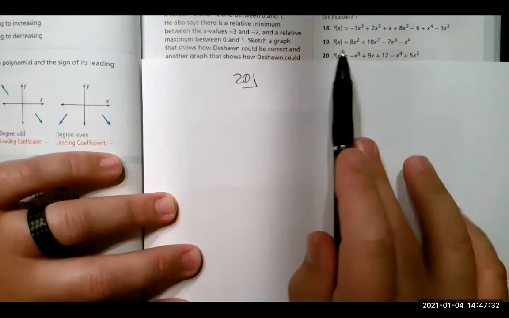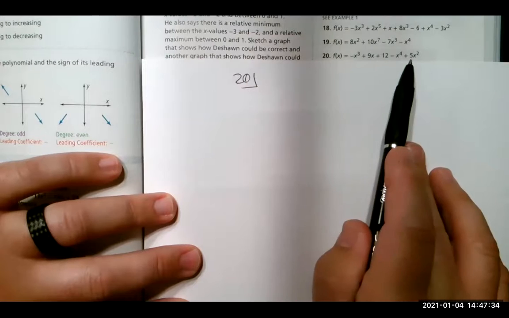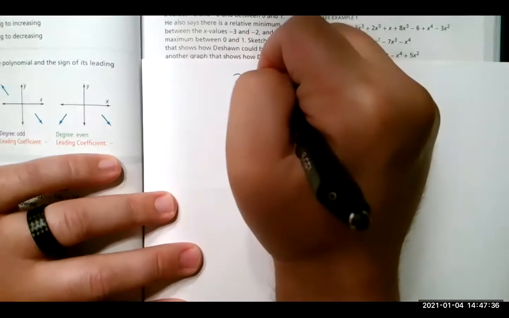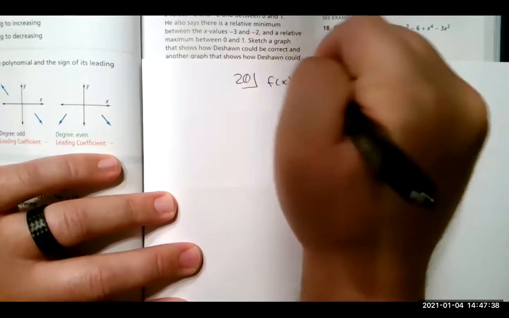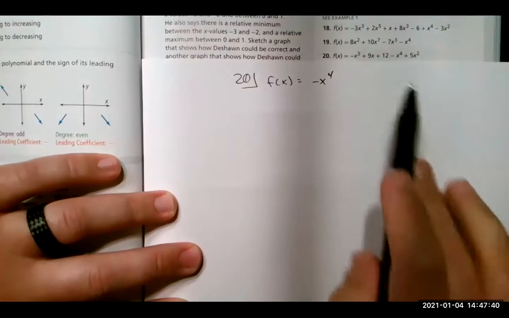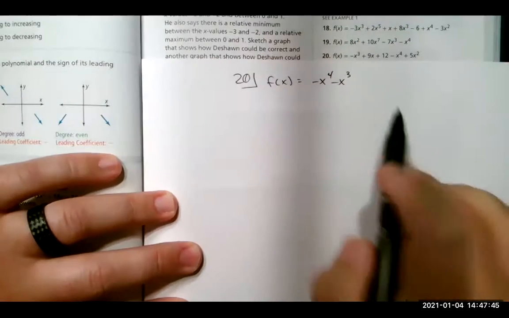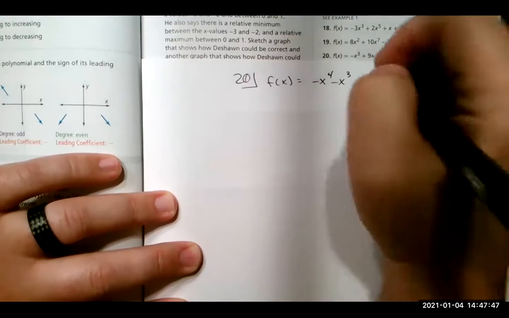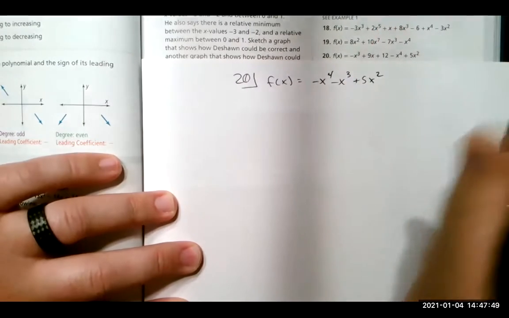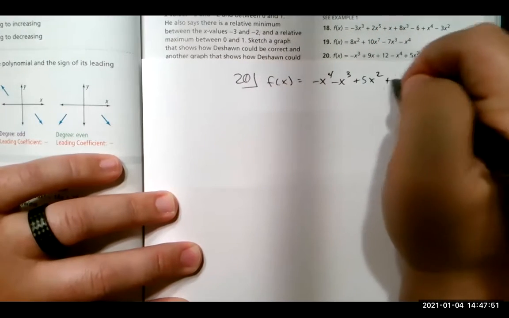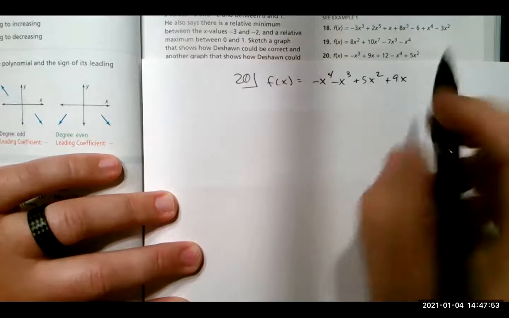So if I want this in standard form, I'm going to do the highest degree first, which is that negative x to the 4th. Do I got an x cubed? Yep. So negative x cubed, 5x squared. I got an x, 9x, and then I got a constant at the end.